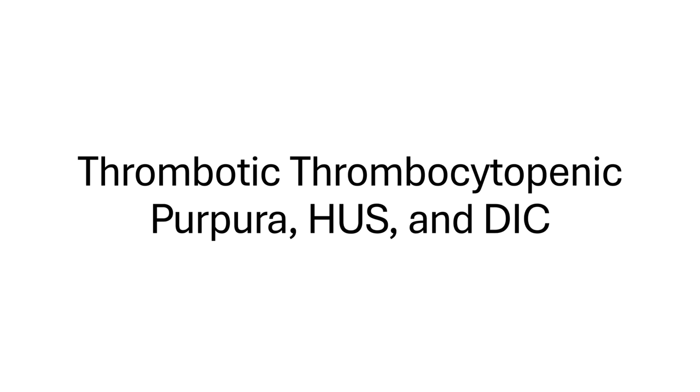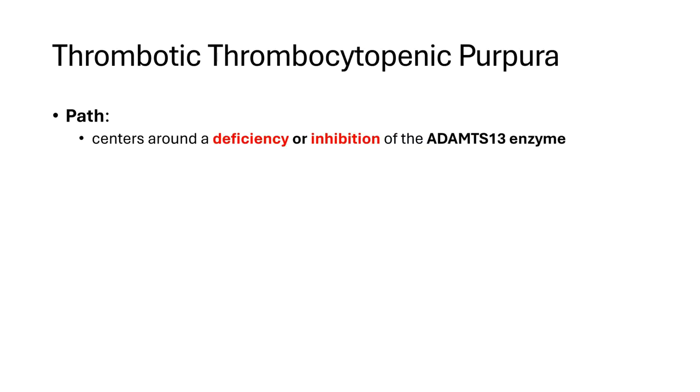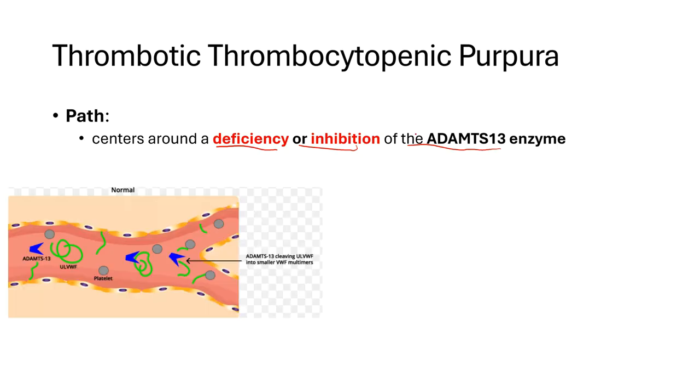Welcome. In this lecture, we'll be discussing thrombotic thrombocytopenic purpura, HUS, and DIC. Let's first cover the pathology of TTP. This centers around a deficiency or inhibition of something known as the ADAMTS13 enzyme. To understand the pathology, let's first talk about the normal function of this enzyme.